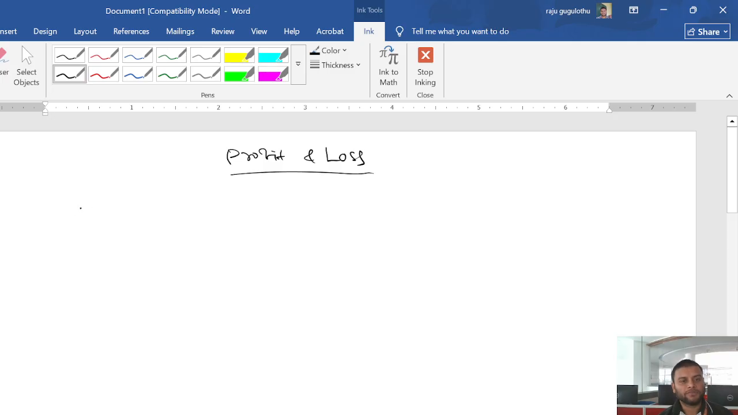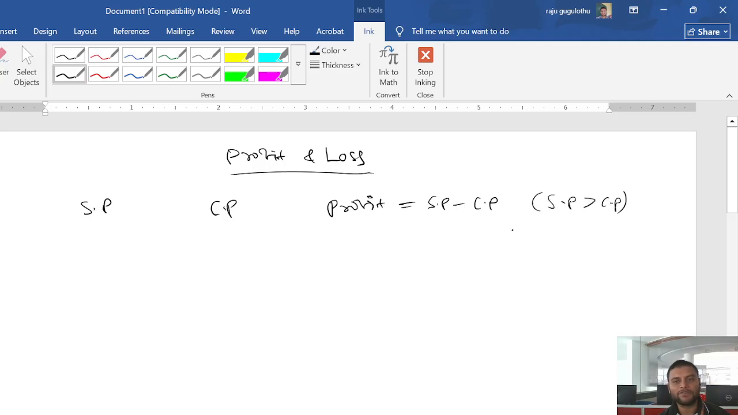Friends, we know selling price is where an article is sold, cost price is where we buy it, and profit. Usually we work for profit. When we are working in an organization, we work for salary. It's our profit. When you are selling an article, the difference between selling price and cost price will be the profit. When selling price is more and cost price is less, then you will observe profit. Similarly, loss: when cost price is more and selling price is less, then you will observe the loss.